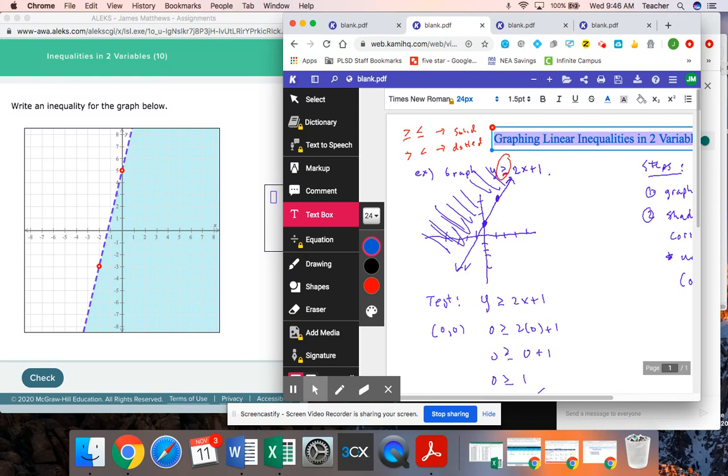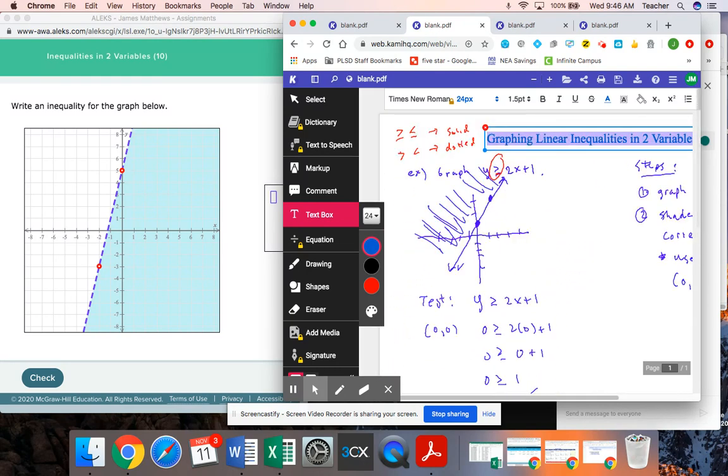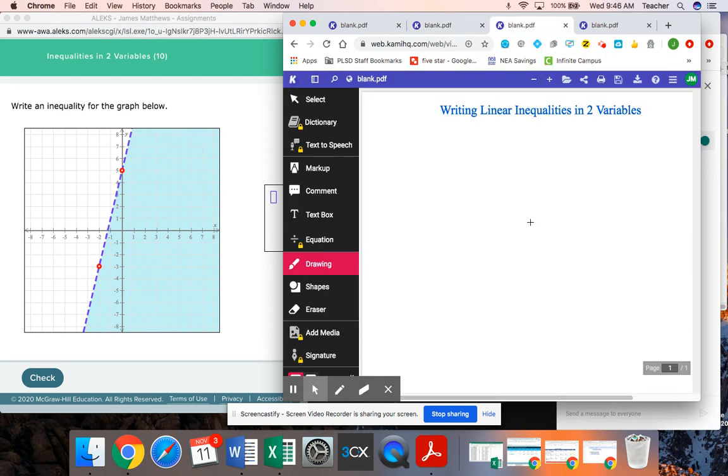We did a couple of examples on this page, one with a vertical line and then one in slope-intercept form. You could also do that for something in standard form, just got to put it in slope-intercept form like before.